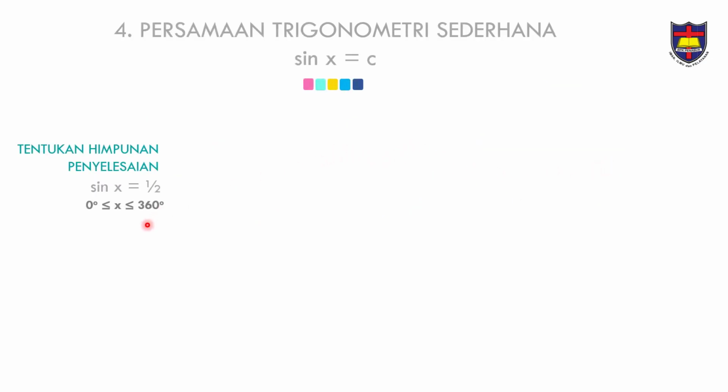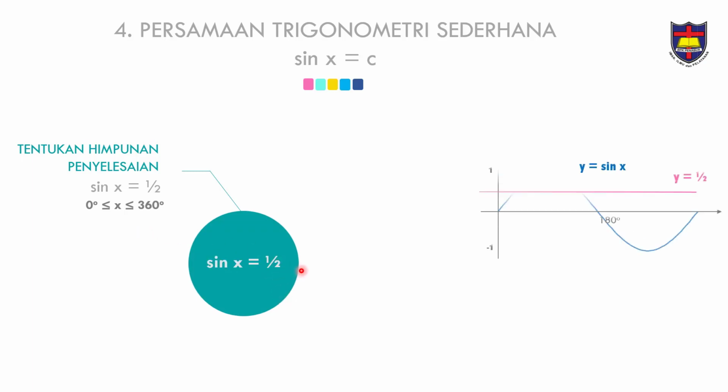Here we see the example for finding the solutions of sin x equals a half in the interval from 0 up to 360 degrees. The steps will be like this. For sin x equals a half, you draw the graph of sin x from 0 up to 360 degrees, which consists of only one wave. Then we intersect the graph of sin x with y equals a half, the horizontal line which passes through a half on the height of y. Then we can see that we have 2 points of intersection.